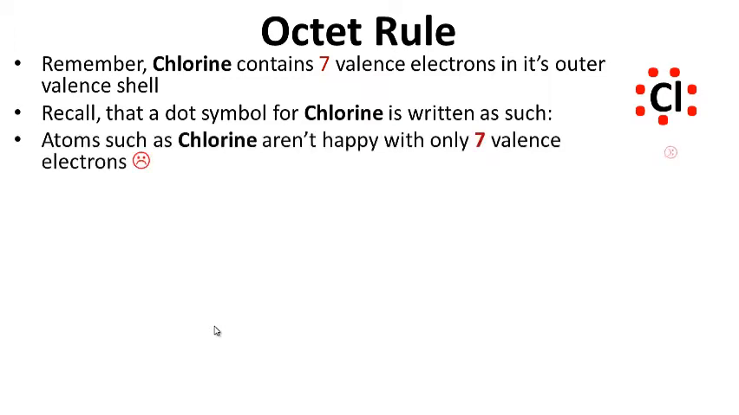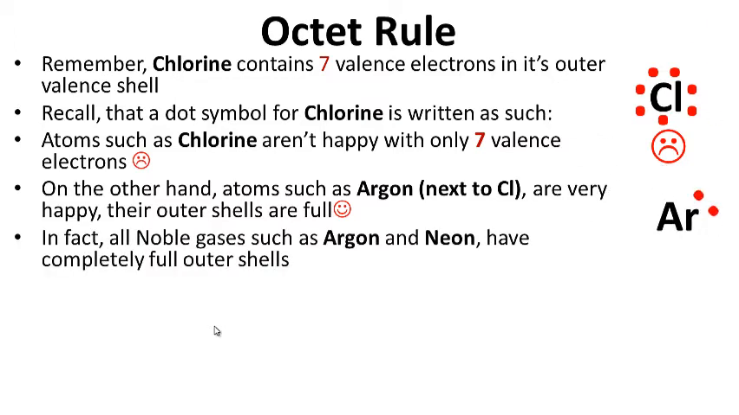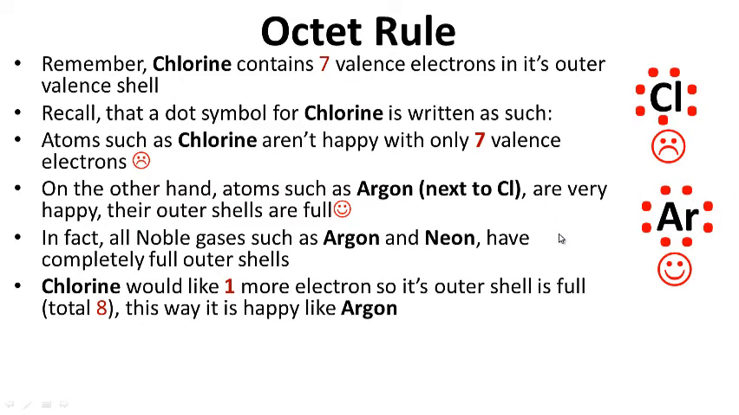So atoms such as chlorine, though, they aren't happy with only 7 valence electrons. On the other hand, atoms such as argon, which is right next to chlorine, are very happy. Their outer shells are full. In fact, all noble gases such as argon and neon have completely full outer shells, and they're happy, because their outer shells are full with 8 electrons. Chlorine would like 1 more electron, so its outer shell is full, a total of 8. This way it is happy like argon.